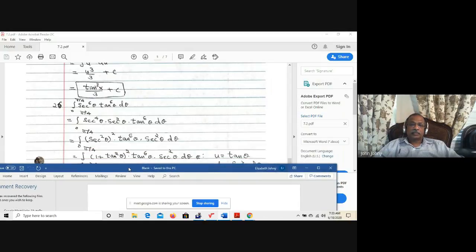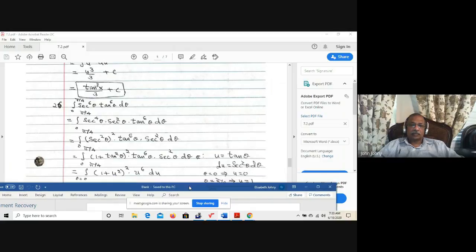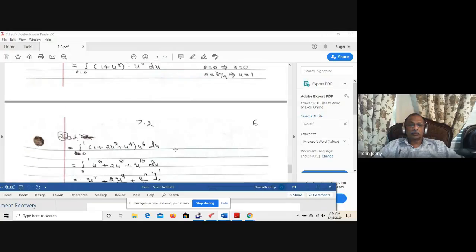And now replace secant square theta with 1 plus tan square theta. So it becomes 1 plus tan square theta times tan to the 6 theta times secant square theta d theta. U is equal to tan theta, so du is equal to secant square theta d theta. And therefore it becomes, as theta varies from 0 to pi over 4, 1 plus u square the whole square times u to the 6 du, and FOIL the 1 plus u square the whole square.